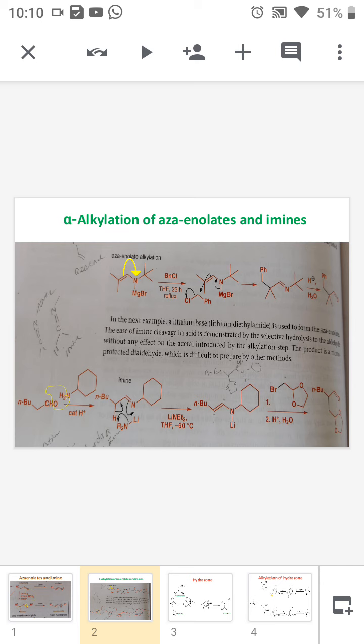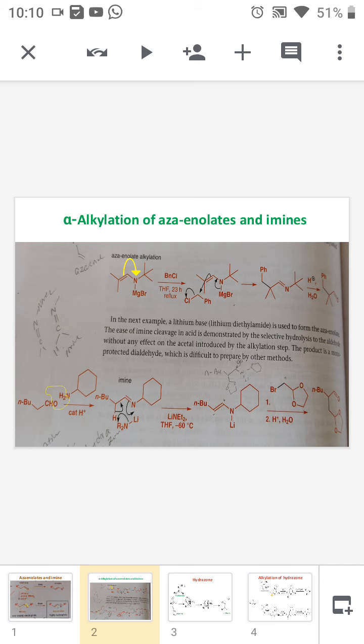the imine is first converted into aza-enolate, then alkylation will occur. So for the alkylation of the imine, first of all we have to convert it into aza-enolate, then do the alkylation, then remove the auxiliary. For the alkylation of the aza-enolate, first we have to convert the aldehyde or keto group into imine, then convert into aza-enolate, then react with the alkyl compound. Then after the asymmetric alkylation, we have to remove the chiral auxiliary.